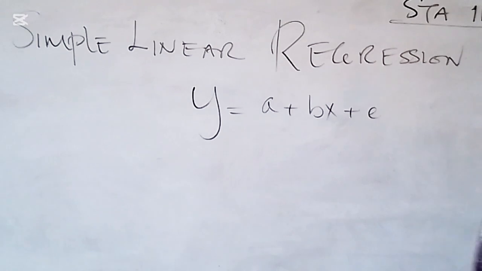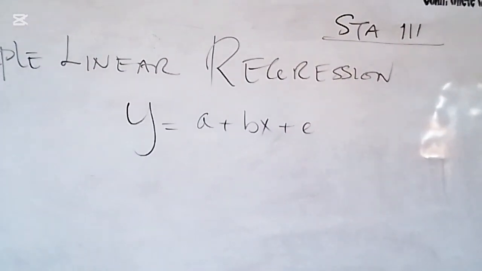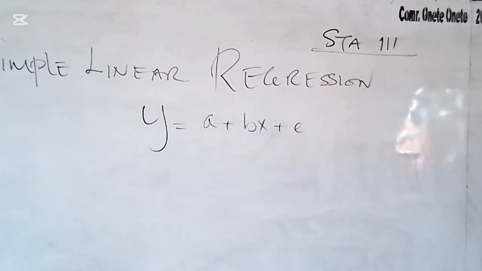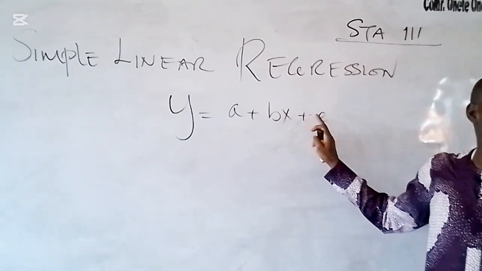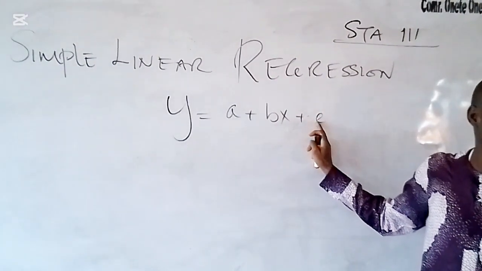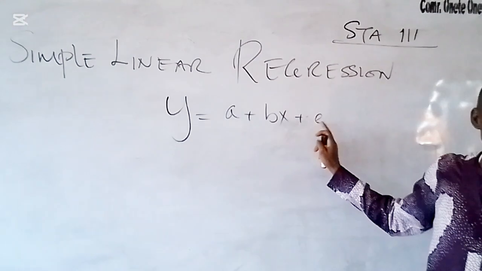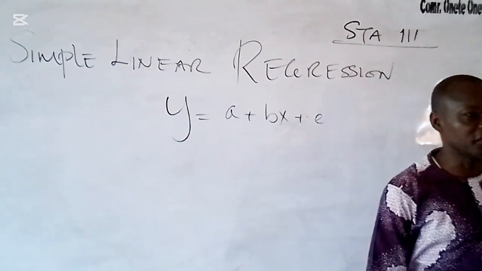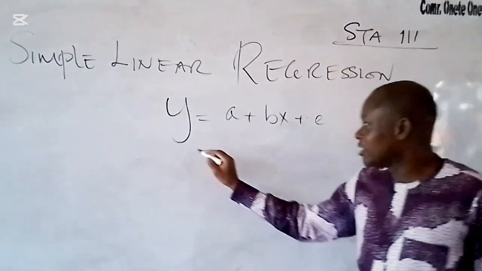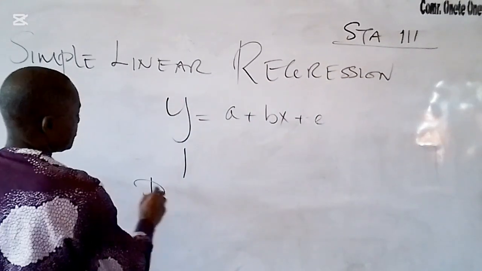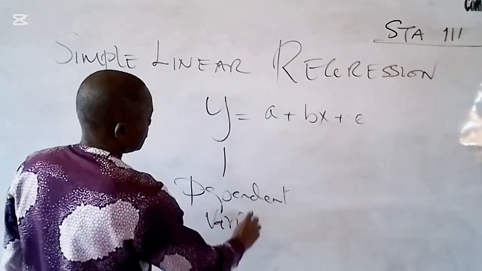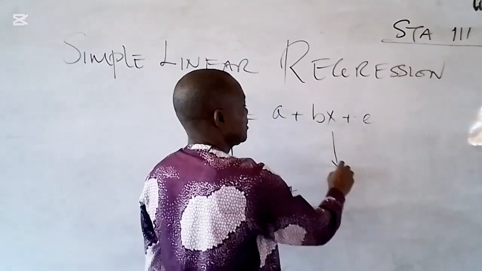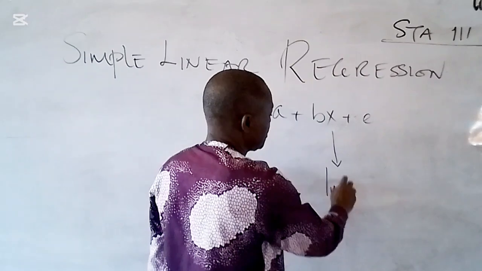But I would like to reduce it to your level. We call it simple linear regression because Y depends only on X. One variable, it depends only on one variable. Are you okay? The one variable is X. Because of that, Y is called a dependent variable, and X is called the independent variable.